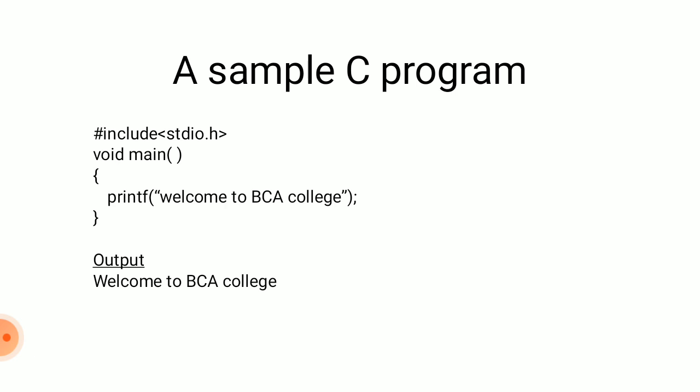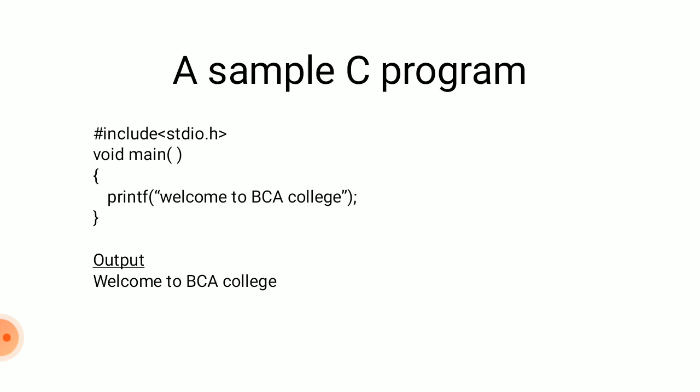Here I have given one simple program. The very first statement is hash include stdio.h, then void main, and within the opening and closing curly braces I have just written a printf welcome to BCA college. The first line, the preprocessor directive, tells the compiler to include the standard input output header file to perform the reading and printing of data. The purpose of using stdio.h is to read the input data and to print the data.